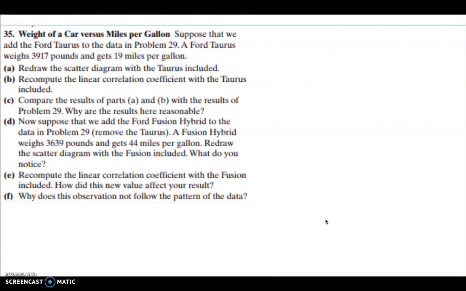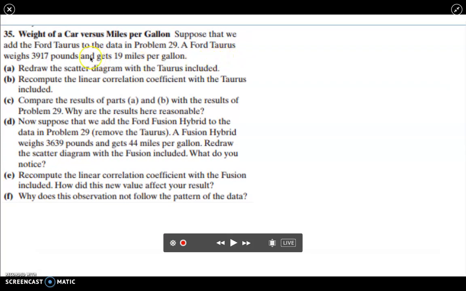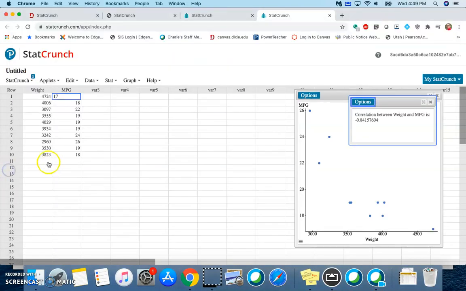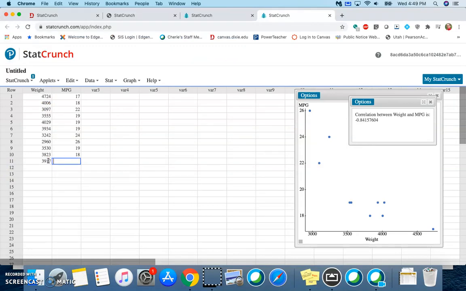Okay, now we're going to look at the idea of resistance of the correlation coefficient. Let's suppose that we added a Ford Taurus to the data in our problem, and the Ford Taurus weighs 3,917 pounds and gets 19 miles per gallon. So we'd want to redraw the scatter diagram. I'm going to add an 11th car here. It was 3,917, and it got 19 miles to the gallon.